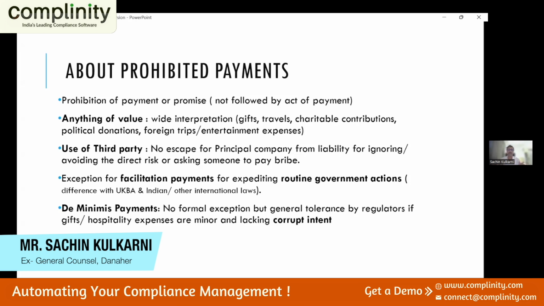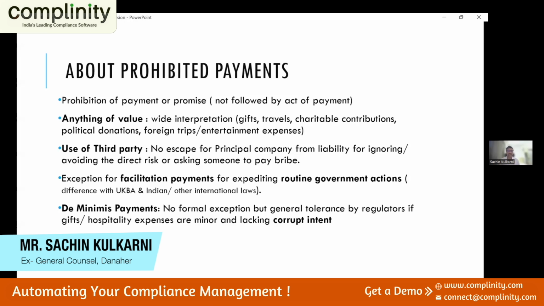So it is a very cautious approach that a lot of companies take. Although it is written in the books of law, it may not be directly in practice in many companies. The second exception in practice, I would say, is de minimis payments. Again, it is not written in the language of the law, but typically regulators tolerate smaller amounts, smaller value of gifts and hospitality expenses if they are minor, if they are customary, if they are given in the normal course to many customers.